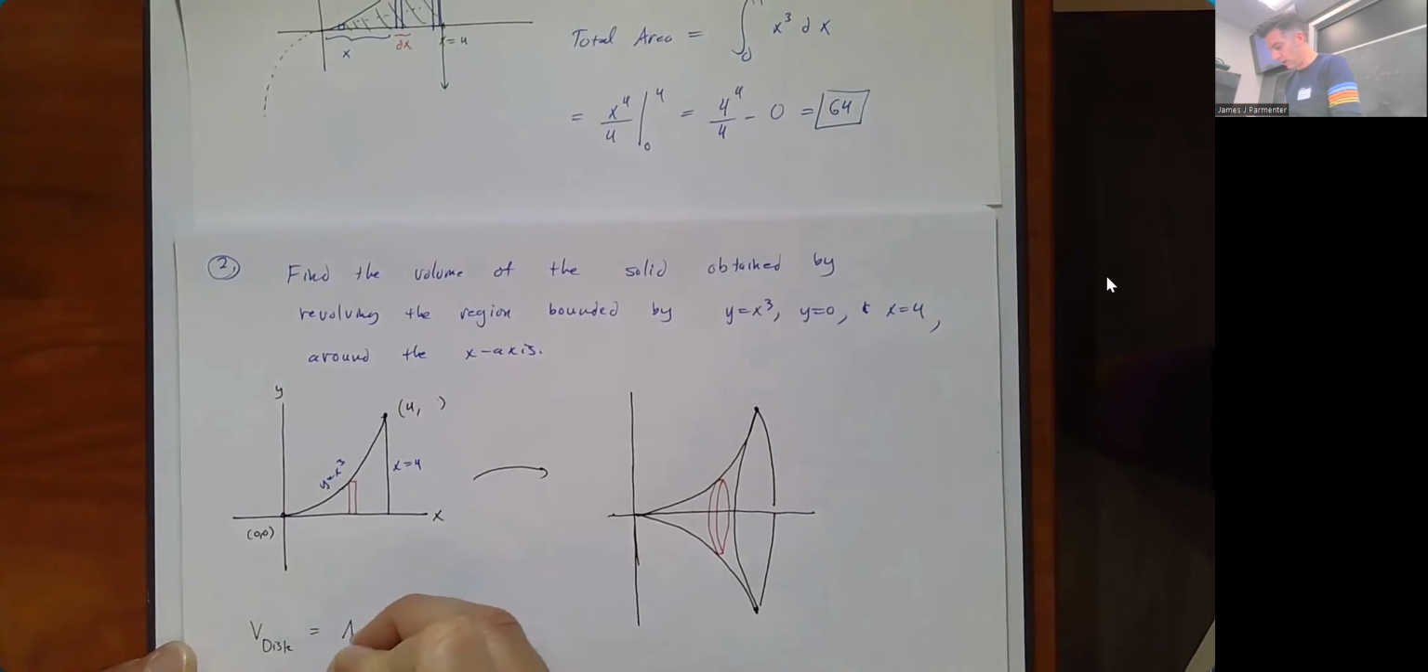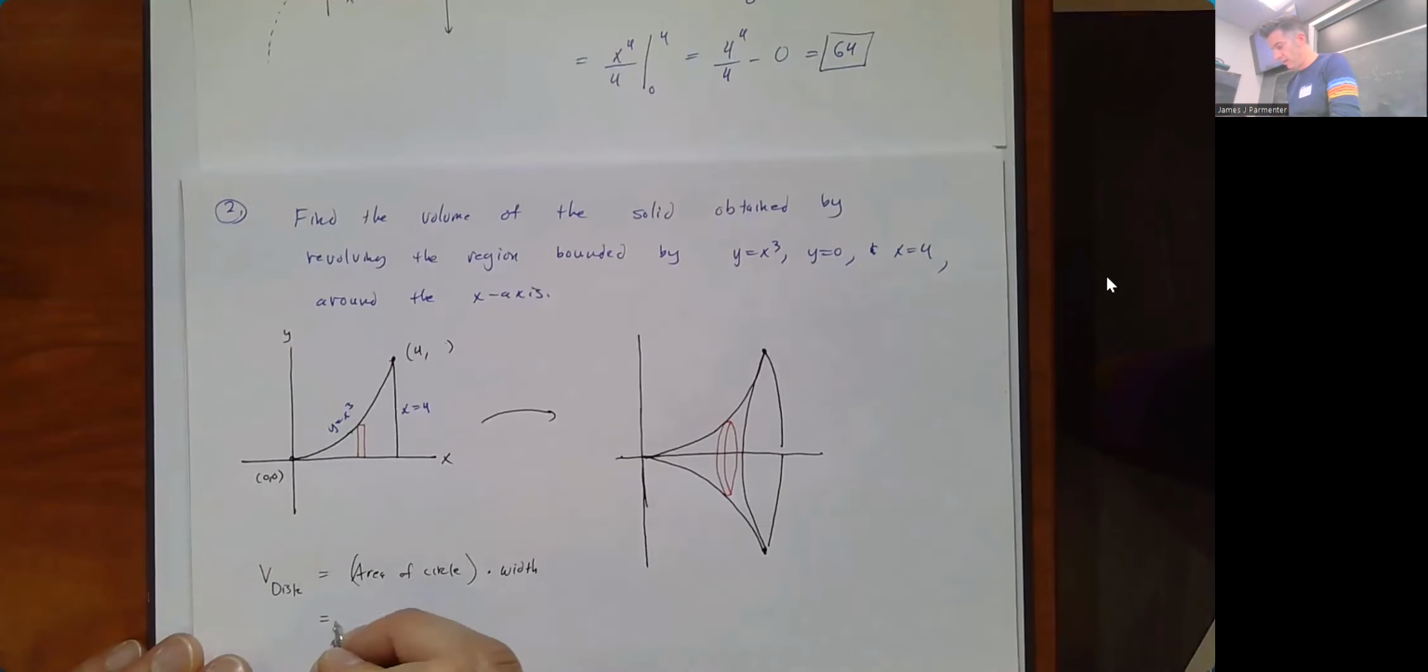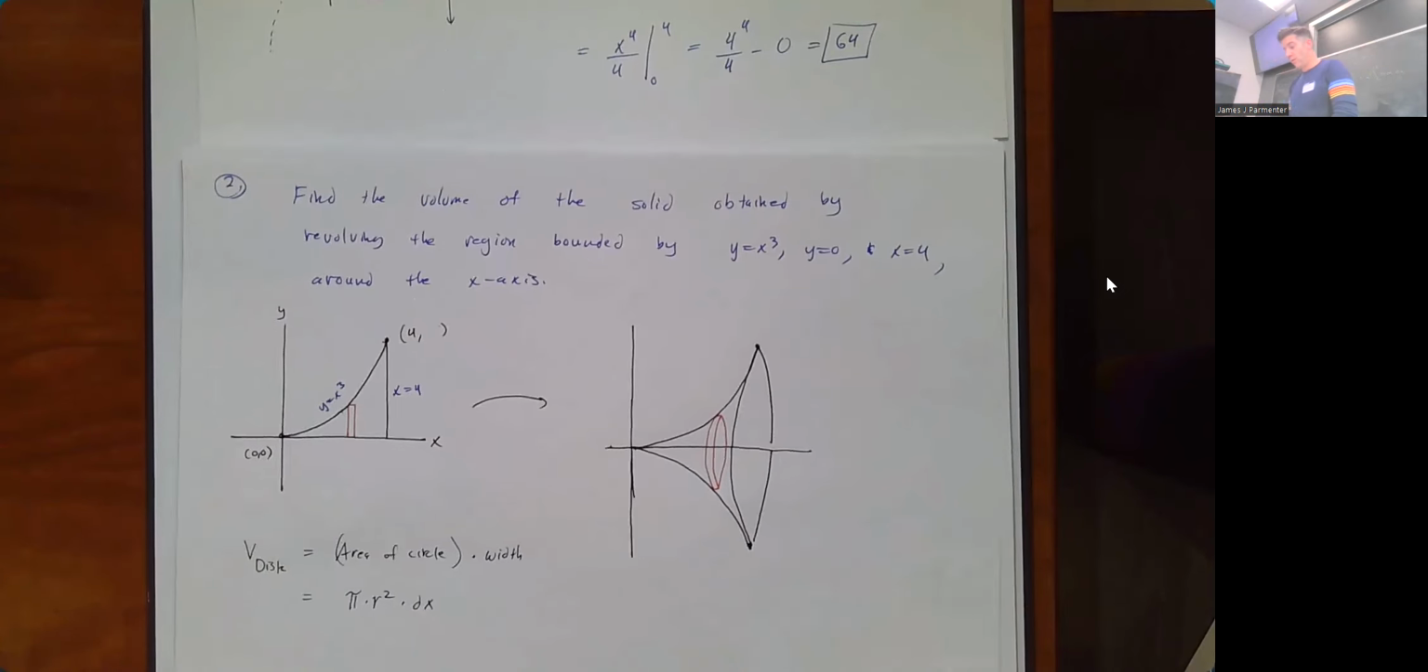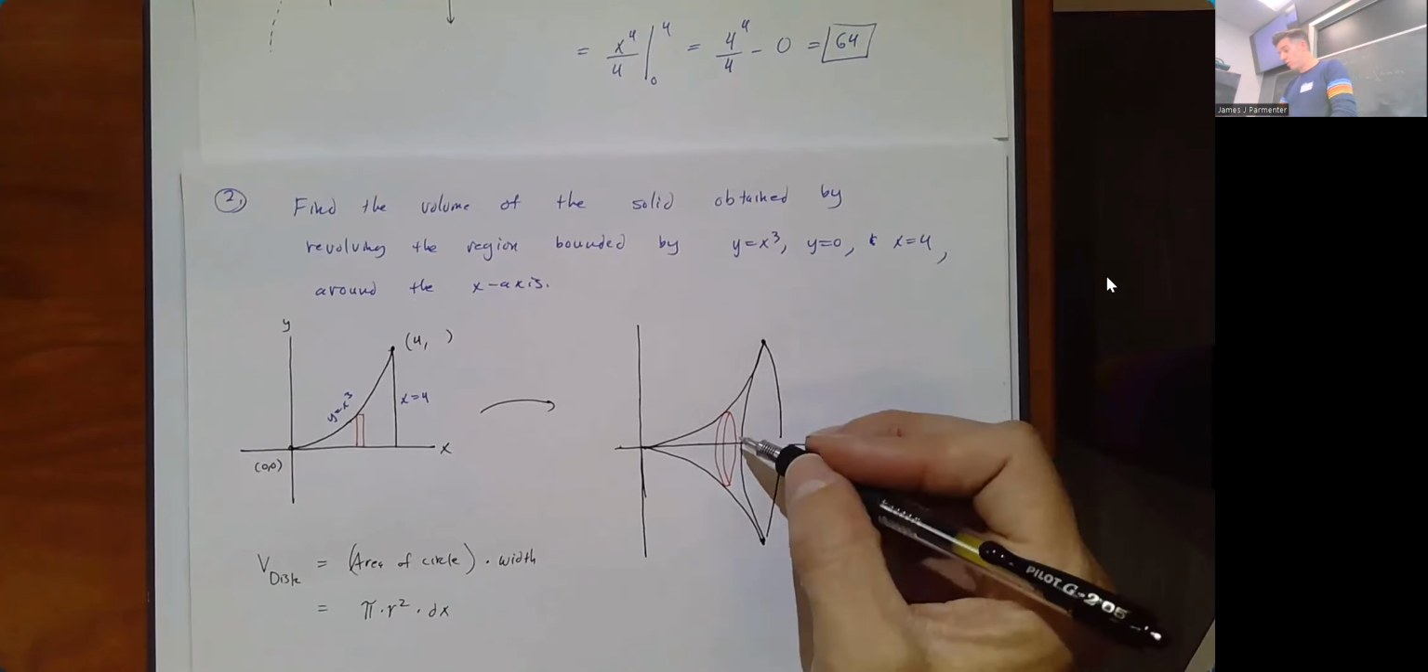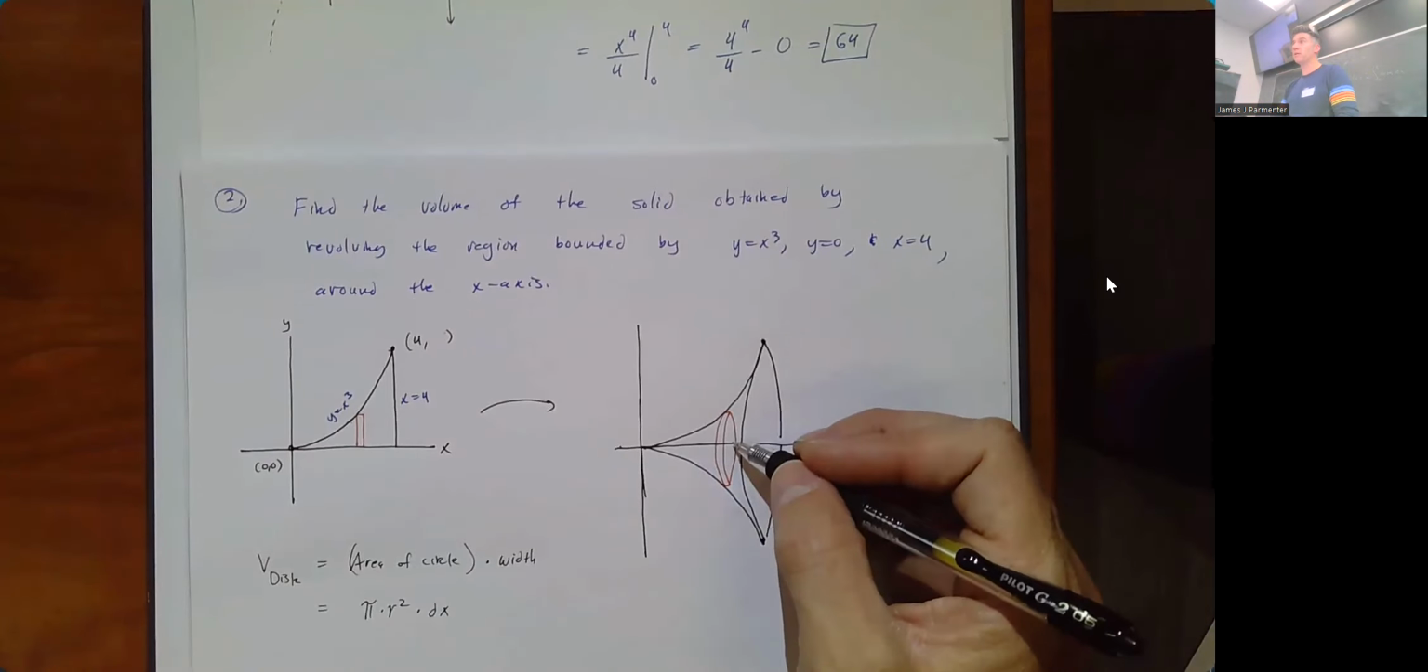So it's going to be the area of the circle times the width of the slice of the disc. Or better said, that's going to be pi times some radius squared times, in this case, dx, which is the thickness or the width. And then finally, the radius of this circle here, well, it varies, right?